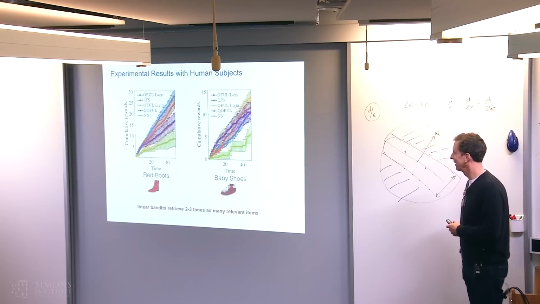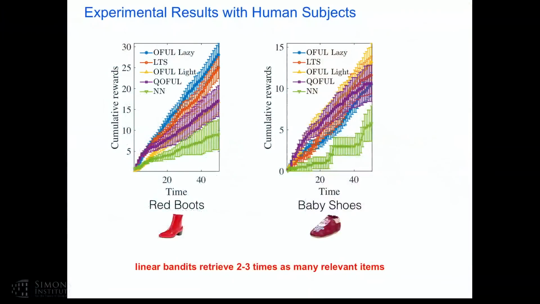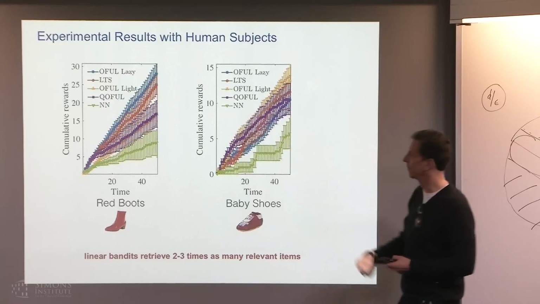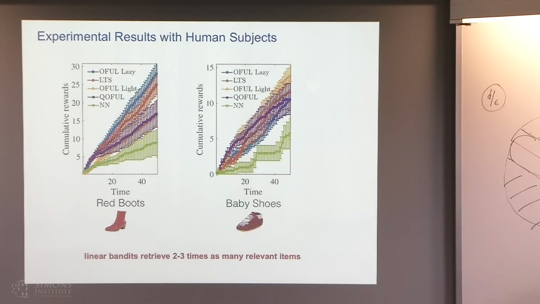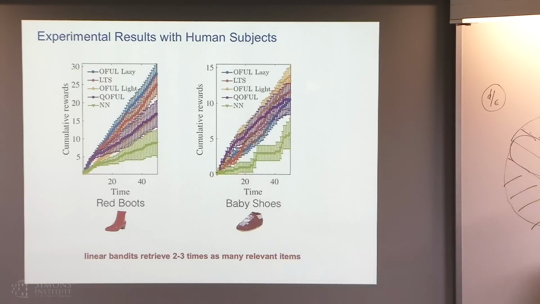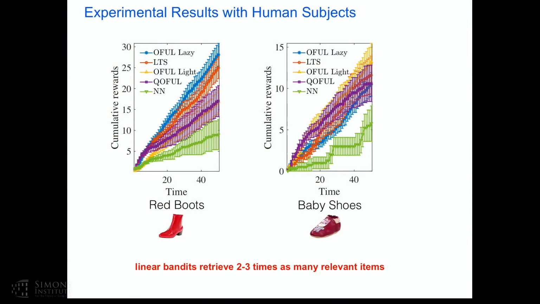So we wanted to test this. And so here are some results. They're kind of typical of what we saw. The green baseline here is just nearest neighbor retrievals. The colored curves above are all of the different varieties of bandit approximations that we developed. And what you can kind of see from this is that the linear bandits are retrieving 2 to 3 times as many relevant items as just the non-adaptive approach. So it's working reasonably well in practice, working well enough to make it worth doing something like this.